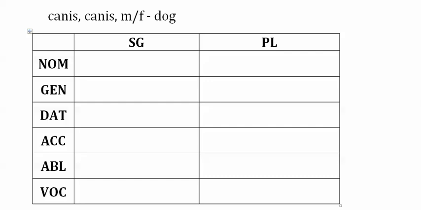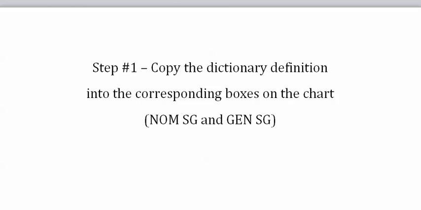Hello again. I have a new noun, canis, canis, masculine/feminine, and it means dog. I'm not sure what to do first, so I'm going to go check out step number 1. In step number 1, I want to copy the dictionary definition, just like it is, into the corresponding boxes on the chart, the nominative and genitive singular. Okay, let's take a look at that.